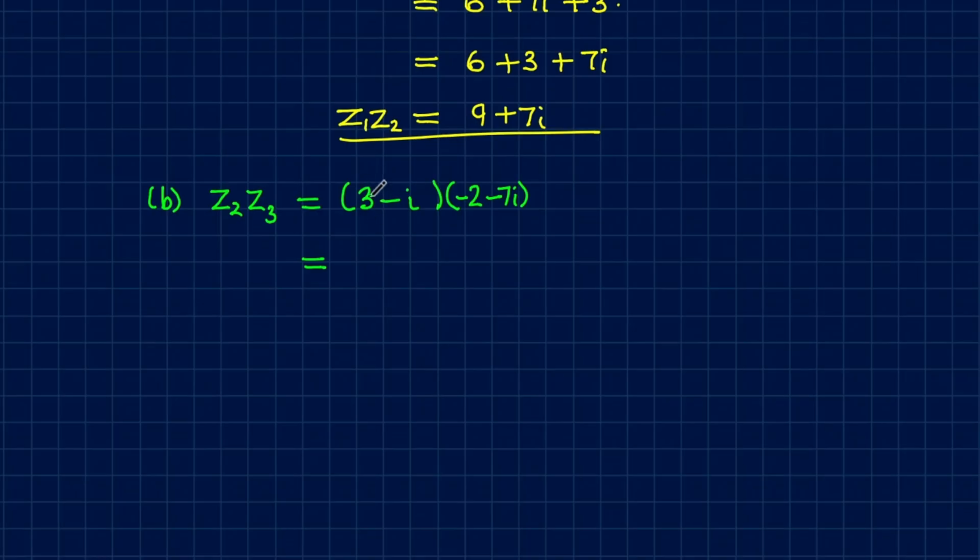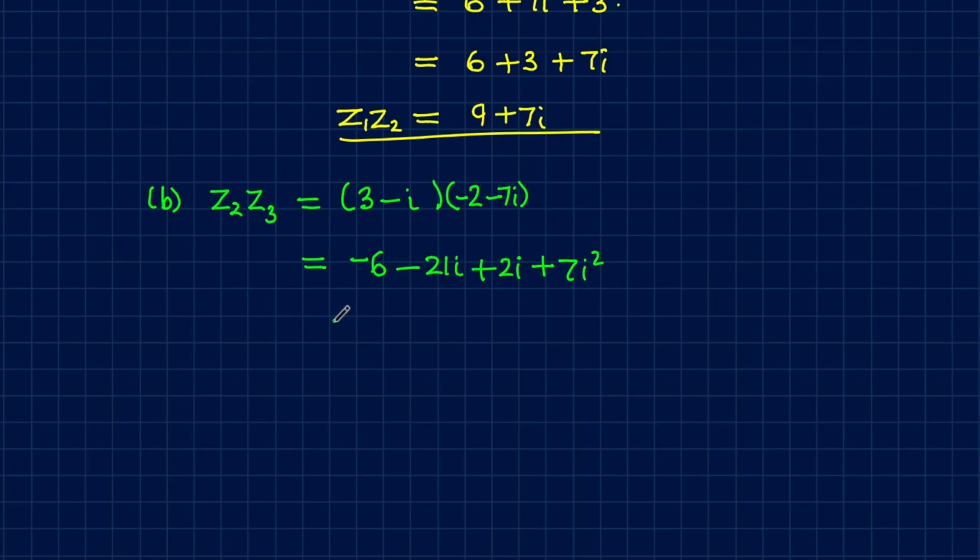So you can multiply the first number, 3 times negative 2, we get negative 6. Then 3 times negative 7, we get negative 21i. So we move to the second number, we multiply negative i times negative 2. The negative goes to positive, and we have 2i. Then lastly, negative and negative goes to positive again. i times 7i, we get 7i squared.